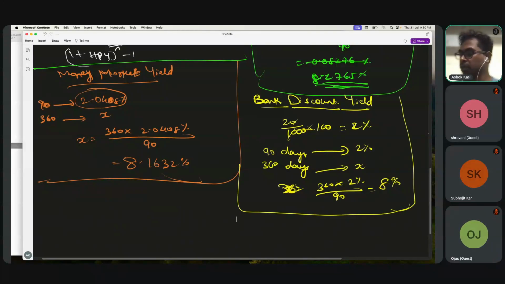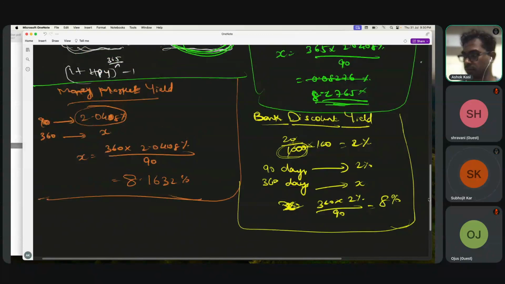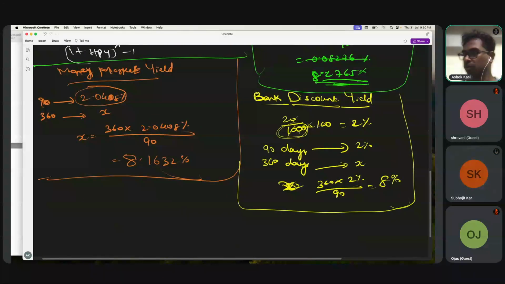That means it's kind of two steps. One is to calculate for face value, and then annualize it for 360. Also, it is the lowest, right? Yes, that will be the lowest because your base value becomes very big here, since you are taking the 1000 face value. Bank discount yield will be the lowest.